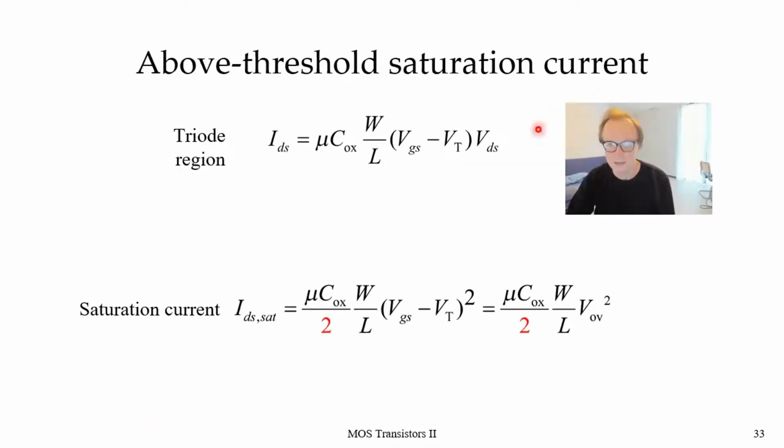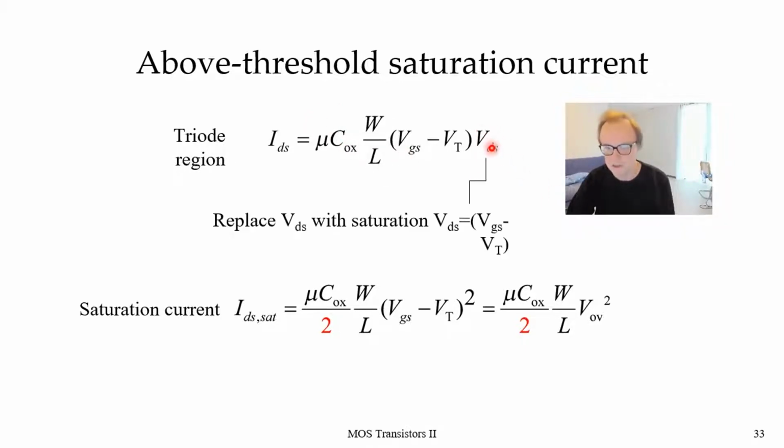So now we can estimate the above threshold saturation current. In the triode region, we had the equation we saw before. And now what we can do is replace this drain source voltage by the saturation voltage, which is VGS minus VT. And now you have two factors of VGS minus VT, right? And then we put in a factor of 1/2 here to account for the fact that the curve is curving over. And we find that the saturation current, IDS sat, above threshold, is just given by mu Cox W over L over 2 times the square of the overdrive.